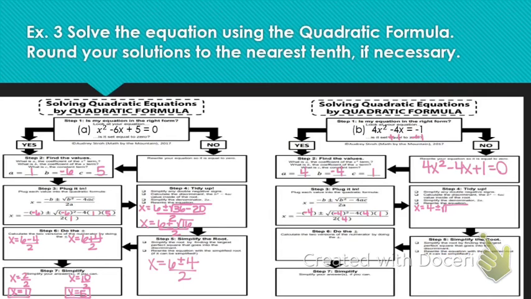Under the radical, what's negative 4 squared? 16. All right, minus, what's 4 times 1? 16, all divided by 8. What is 16 minus 16? So really we have 4 plus or minus the square root of 0 over 8. Now, what's the square root of 0? Nothing. Okay, 0. It's 0.